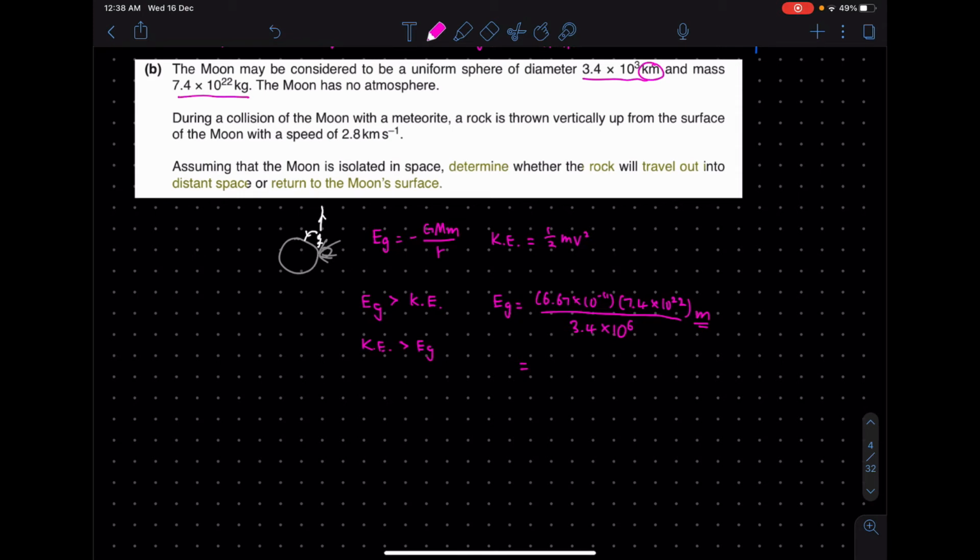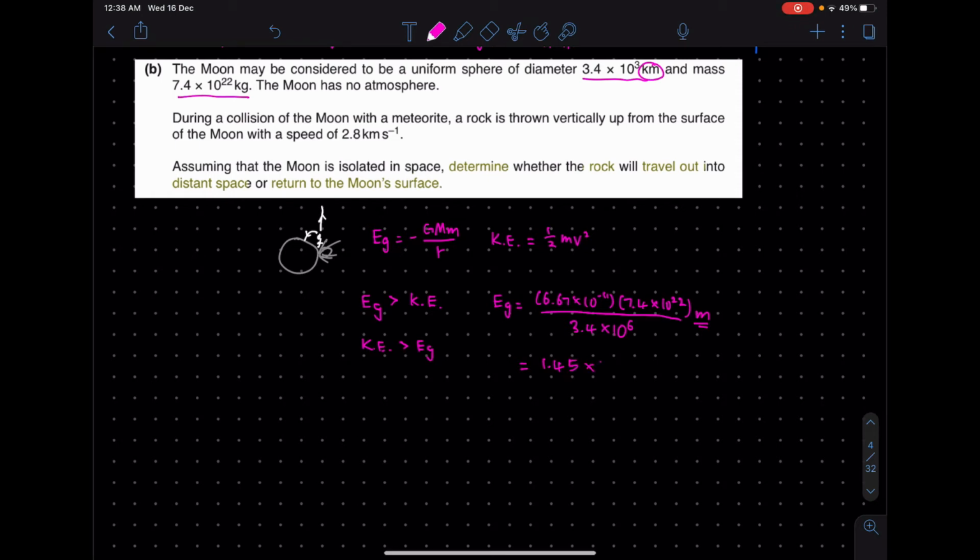And here we will get the answer to be, give me a while, I'm calculating it on my calculator. 3.4 times 10 to the power 6. We will get 1.45 times, let me write that clearer.